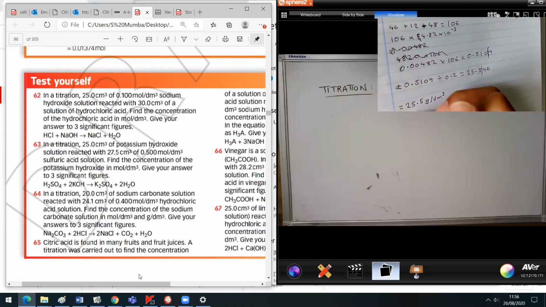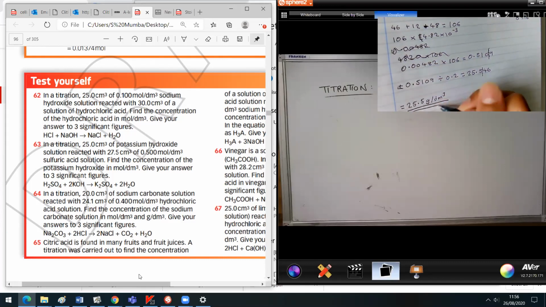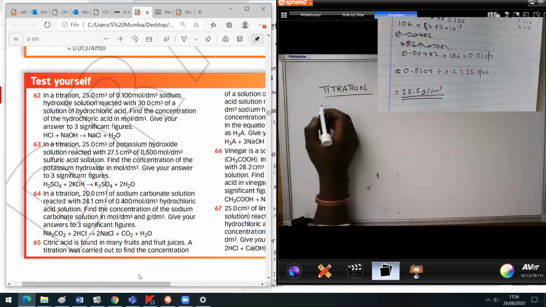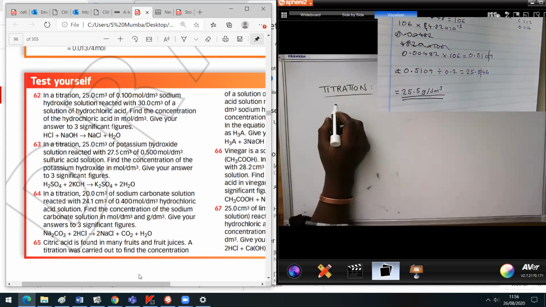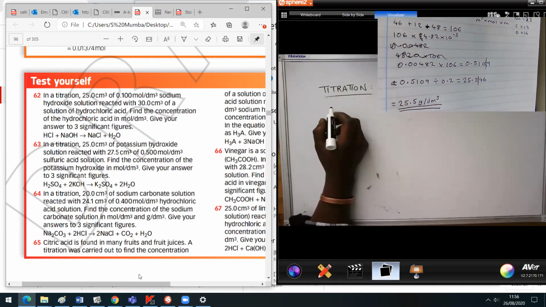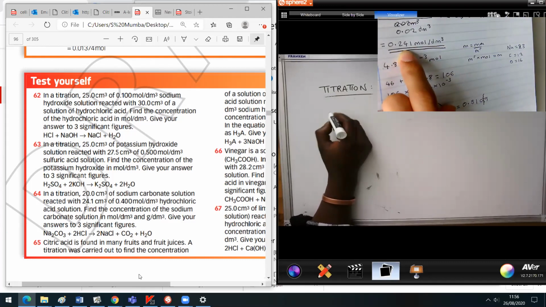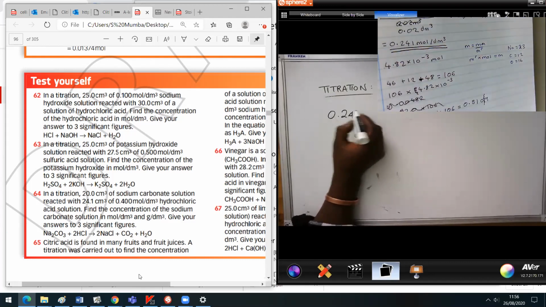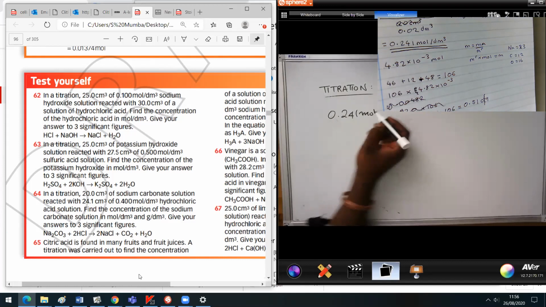Now, you've absolutely got to the right answer. Well done. You used a slightly longer route, and there is another route you could have approached it from. So what did you get as your concentration in moles per decimeter cubed again, Jay? 0.241 moles per decimeter cubed.